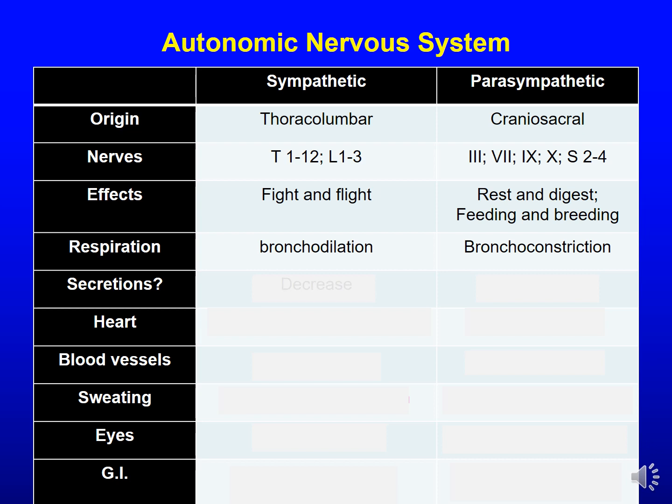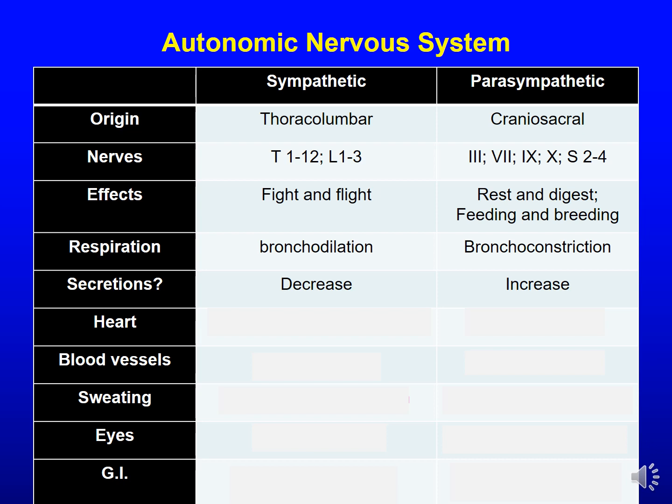Secretions in general, which include salivation, lacrimation, and other secretions, will be decreased in the sympathetic nervous system, while they will be increased in parasympathetic activation.